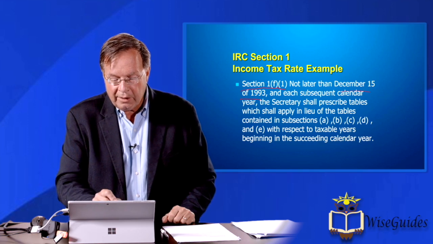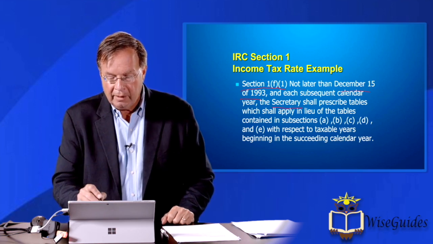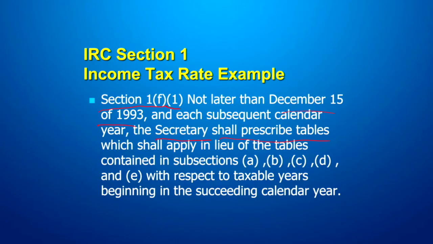And each subsequent calendar year, the Secretary, that would be the Secretary of the Treasury, shall prescribe tables. Now, tables are what are in the printed books. These aren't rates, but tables are there, and they're always set up in brackets of $50, if you remember ever looking at one in a publication. They shall prescribe the tables which shall apply in lieu of the tables in subsections (a), (b), (c), (d), and (e) with respect to taxable years beginning in such succeeding calendar year. You're like, this doesn't even make any sense.